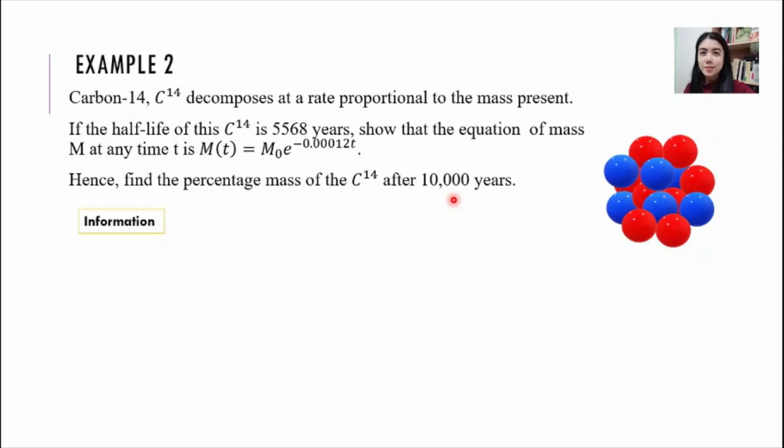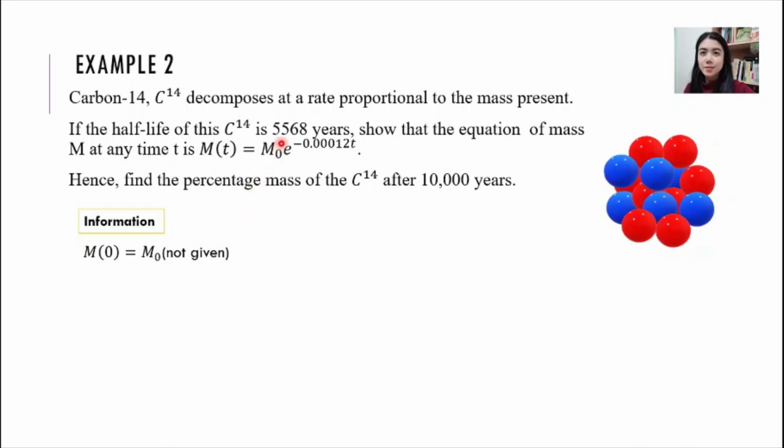Okay, and the first thing that you have to do is identify the initial mass. But unfortunately, we cannot find any information regarding the initial mass. So it means that you have to let m0 equal to m naught. Okay, so the m naught is some constant because we do not have the information regarding the initial mass, so we let it equal to a constant. Let's say m naught.